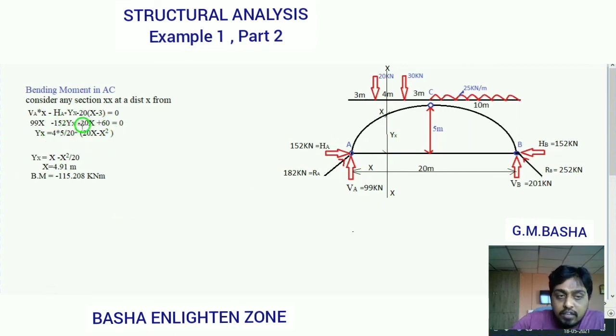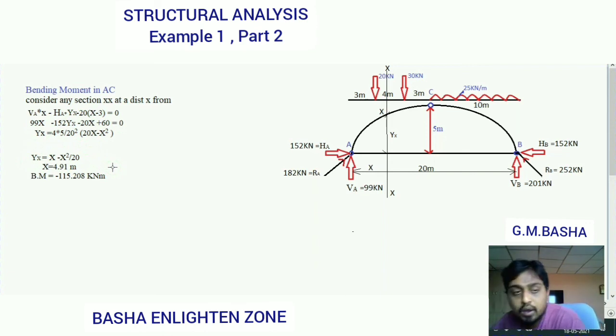Again, first simplify this yx value, then substitute here, and you will get an equation. So maybe the equation here will be some 7.6 x square minus 73 x plus 60. I didn't mention it here, I am just telling it briefly. If you do the same procedure here, you will get the equation minus 73x plus 7.6 x square plus 60.